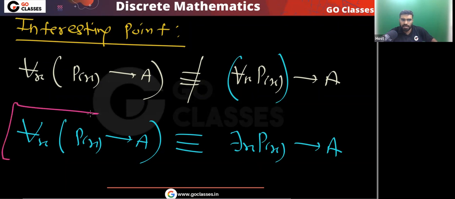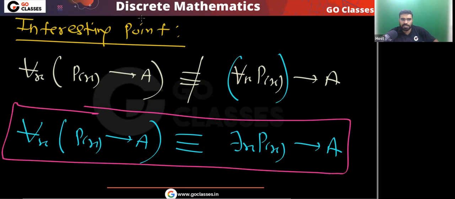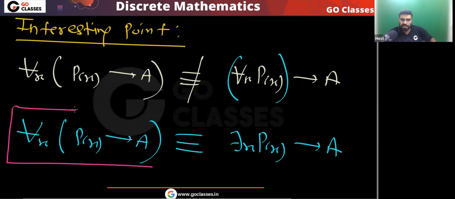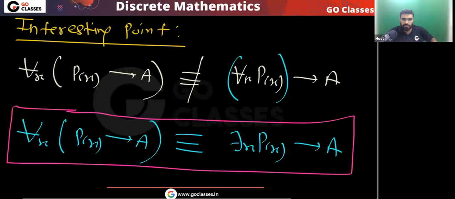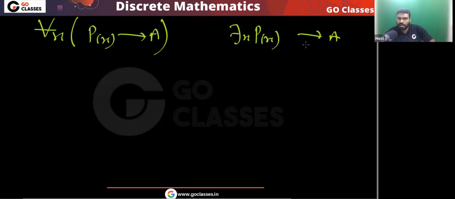Can you prove it? Tell me, this is actually equivalent to, can you prove it? Try to prove it. All of you, try to prove it. So very simple. If you want, you can prove it by the case method. Is px implies a equivalent to there exists x px implies a? Are they equivalent? You can easily prove it.